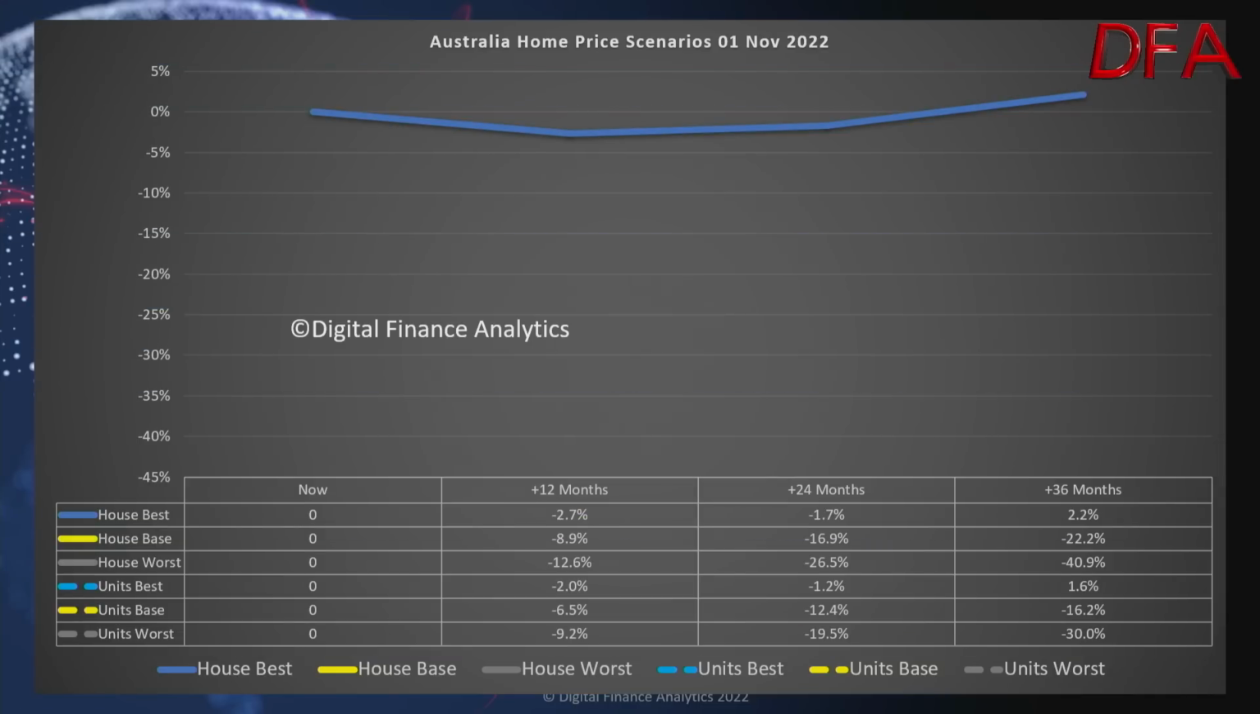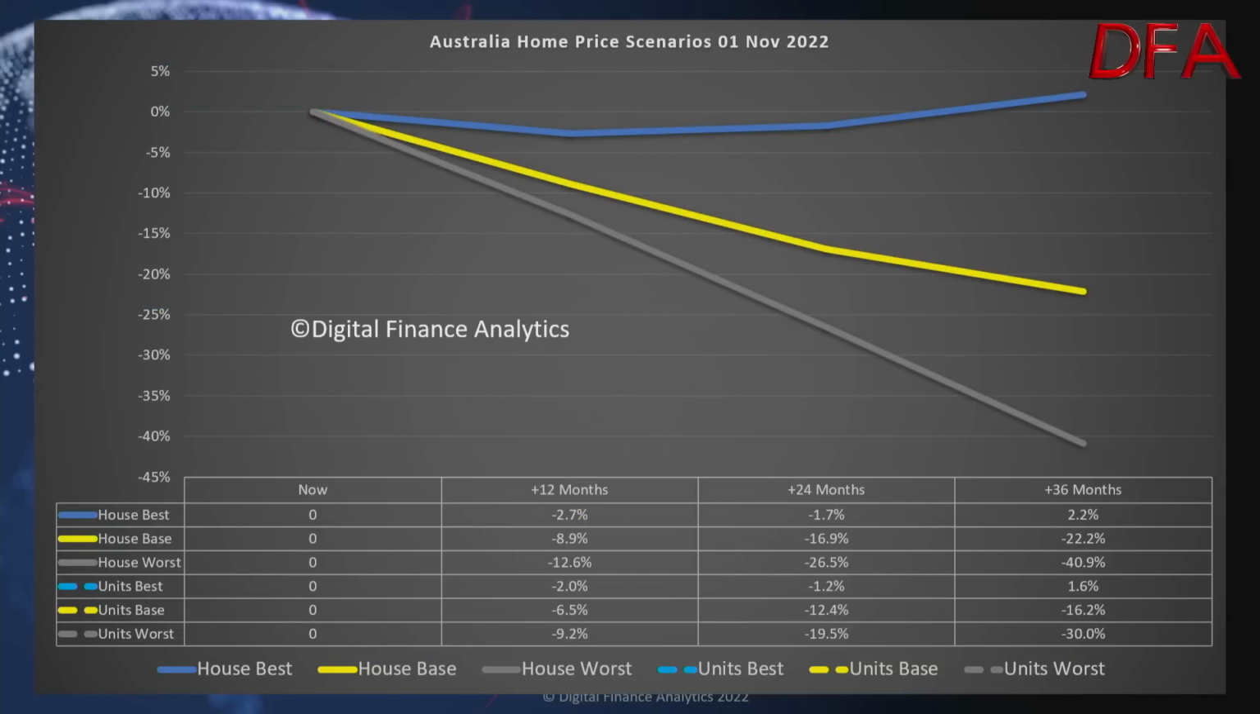I do actually have this, which is my scenarios. This is the average for the total situation across Australia. This is houses. So basically, the best case for average across Australia is a small rise over the next 3 years. The base case is a fall of about 22%. The worst case for houses is a fall of 40%. So somewhere between there and there over the next 3 years.